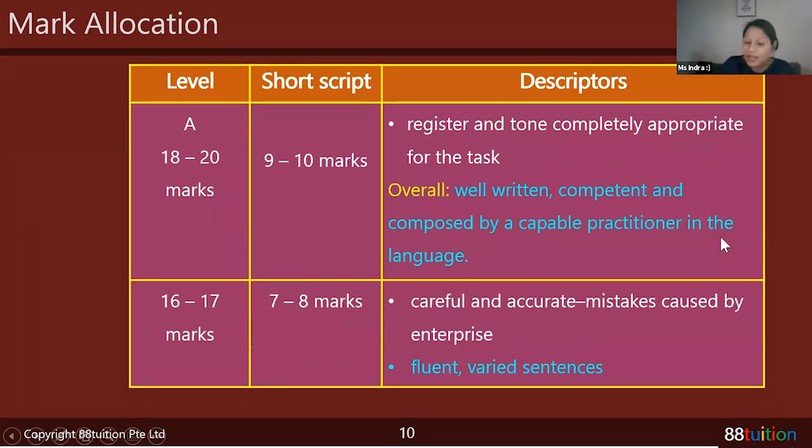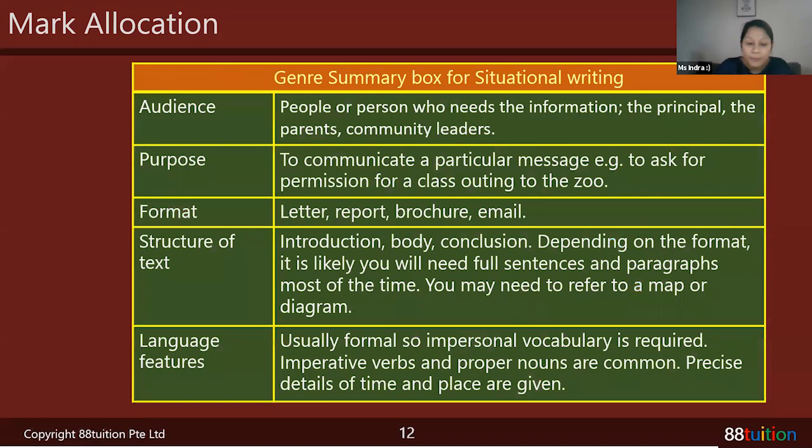At the end of the day, our tone also matters, because what kind of tone we actually use reflects on whether we understand what the piece of writing is going to be about. We are looking at a well-written, competent, composed piece of work by a capable practitioner, aka you, in the language. Now, this is just to summarize what kind of situational writing you may have.